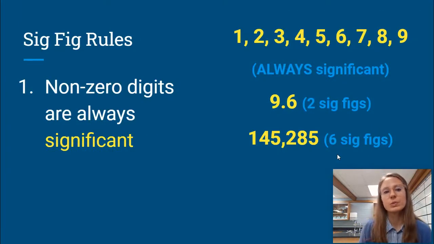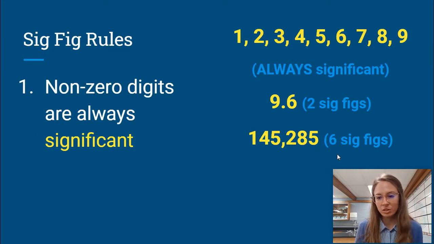So the first rule is that any non-zero digits are always significant. So if you ever see any number between 1 and 9 in a given value, that number is always significant. So for instance, 9.6, both of those numbers are non-zero digits, so 9.6 consists of 2 significant figures. And by the way, if you didn't catch on, you don't have to keep saying significant figures. You can abbreviate that as sig figs, okay?